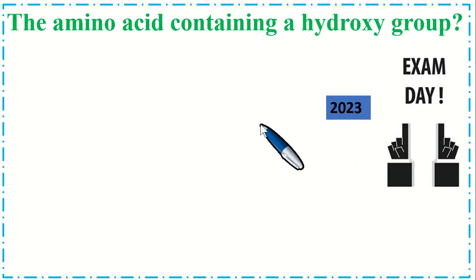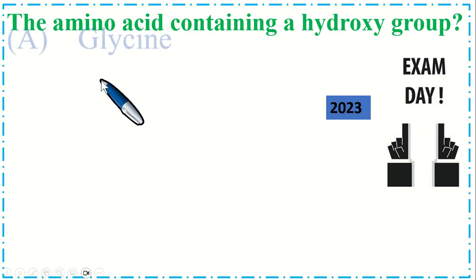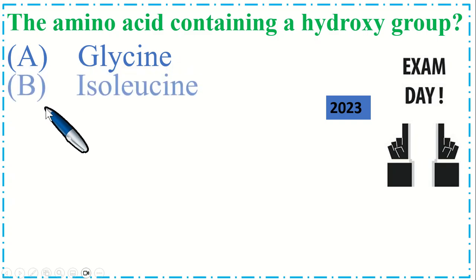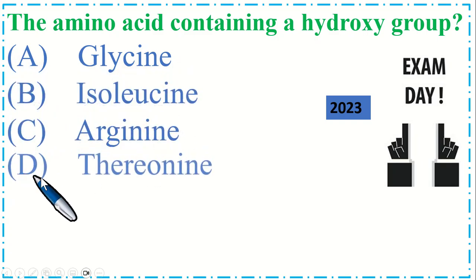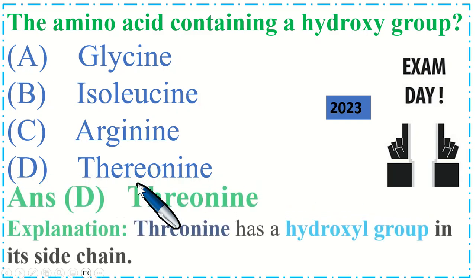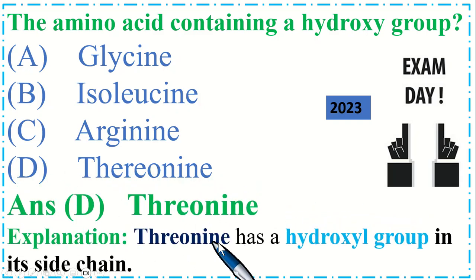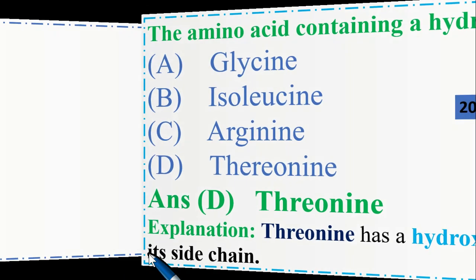Dear students, this is a very important MCQ. The amino acid containing a hydroxyl group is option A, glycine; B, isoleucine; C, arginine; and option D, threonine. So the correct option is D, threonine. Threonine has a hydroxyl group in its side chain.